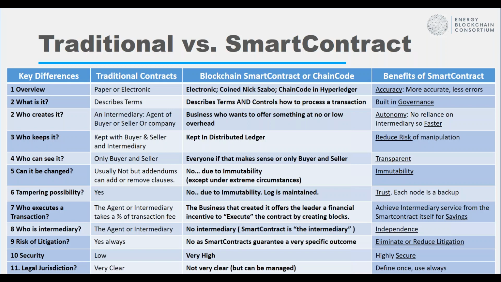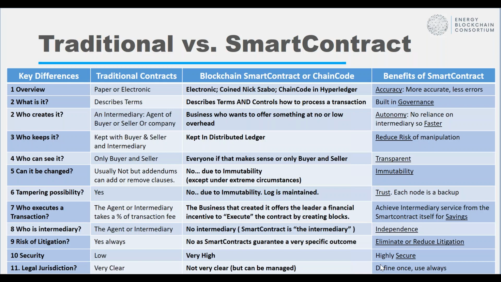Number 7, who executes the transaction? Basically, it's an agent, right? It's an agent or an intermediary who basically says, I want to get X percentage of a transaction. But in case of a smart contract, it's the business that created it, which offers some incentive to the creator of a block and says, hey, dear block maker, I will give you 0.1 cent for every dollar, but spare me your 30 cent. I'm going to let my buyer and seller benefit from the transaction. I don't want any intermediary. So I'm going to take 0.01 cent and you take 0.01 cent and we're happy campers, something like that. So you're able to reduce the intermediary cost or even eliminate it if this was encoded. So who's the intermediary? It is actually indeed no one in a smart contract. It's actually the contract itself that becomes the intermediary or the arbitrator.